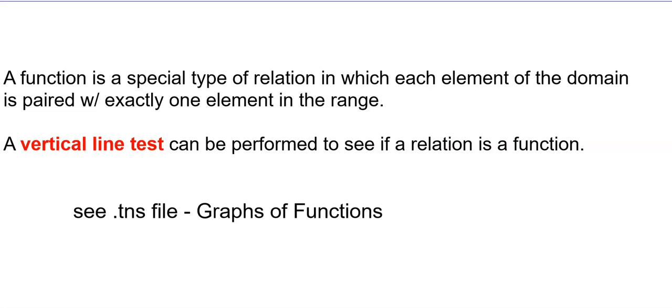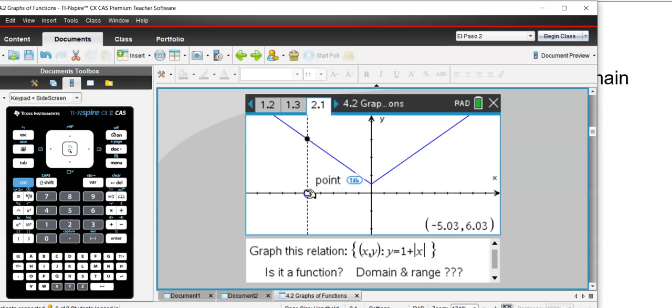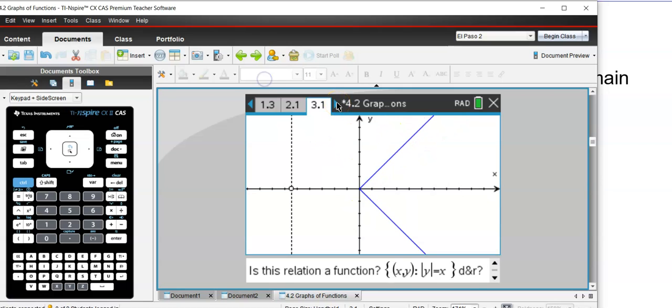So a function is a bunch of ordered pairs. It's a type of relation where every element of the domain is paired with only one element in the range. And so the test for this is called a vertical line test, right? So let's look at this. If you pass an imaginary vertical line over a function, you can see that right now it only hits at one point at a time. That vertical line is hitting that function at just one point, which is what you want for a function.